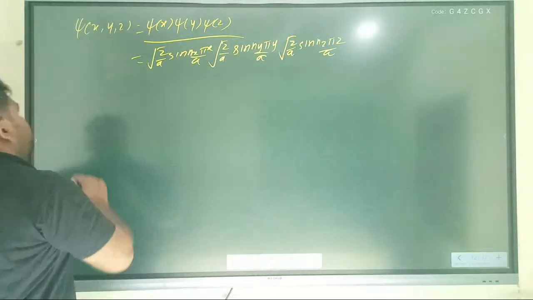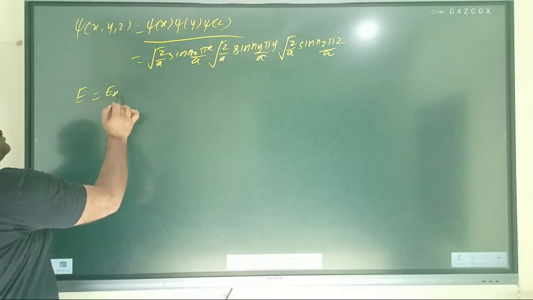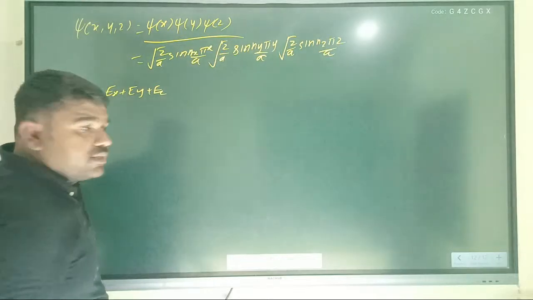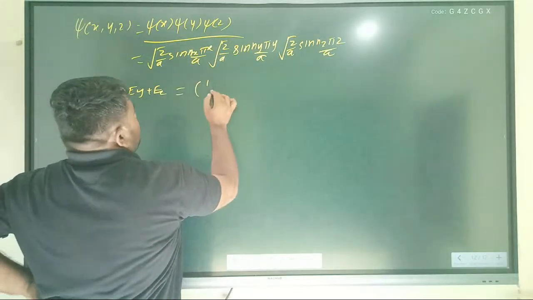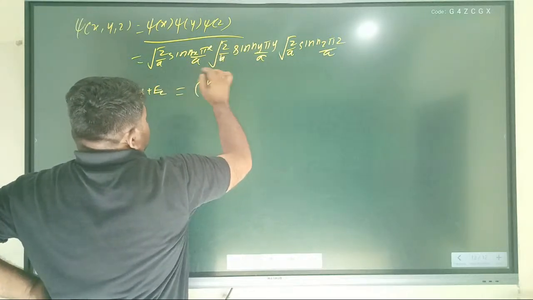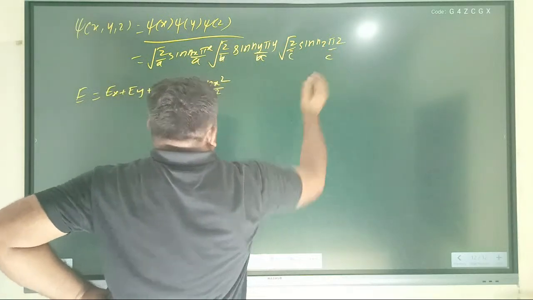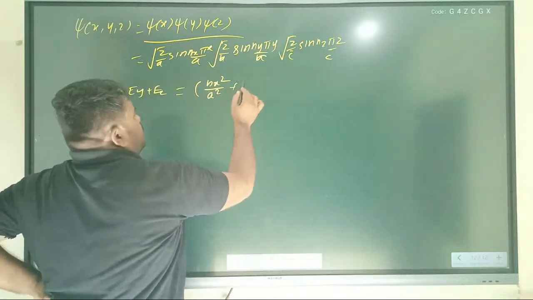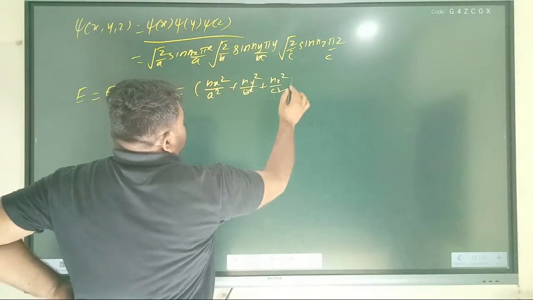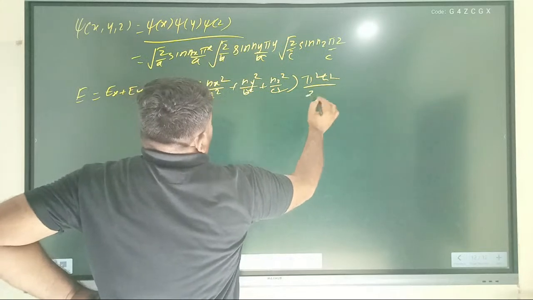And energies are additive in nature. E is equal to Ex plus Ey plus Ez. And this is equal to how much? Simple. Suppose we take this side as a, we can choose this as b, and this as c. Okay. Then this is equal to nx square upon a square plus ny square upon b square plus nz square upon c square, bracket complete, pi square h cross square upon 2m.